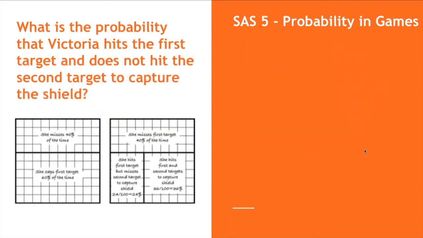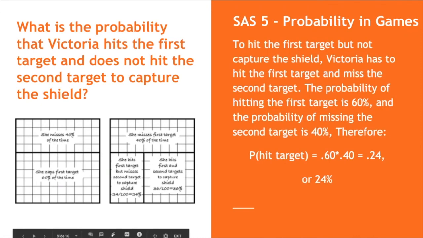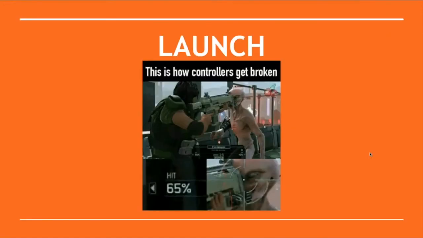What is the probability she hits the first target and doesn't hit the second target? Let's see, she has to hit the first target and miss the second target. The probability of hitting the first target is 60% and missing the second target is 40%. 0.6 times 0.4 is 0.24, or 24%.